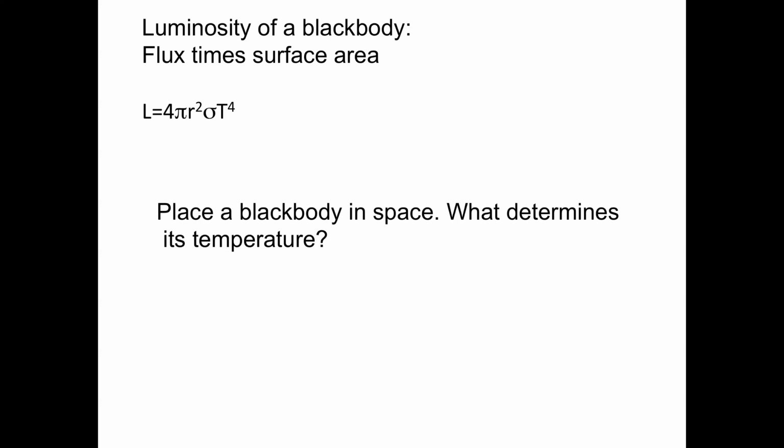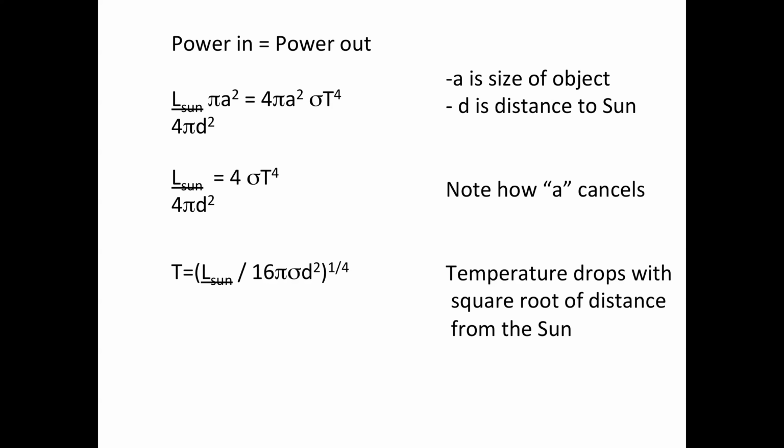You can get the total luminosity of an object by multiplying its surface area, so over a sphere that's 4 pi r squared, times this sigma T to the fourth from the Stefan-Boltzmann law, and that tells you the amount of energy that it emits. So if you imagine putting one of these black bodies in space, what determines its temperature? Its temperature is determined by a balance between absorption and emission. So you can write an equation that relates the power in to the power out.